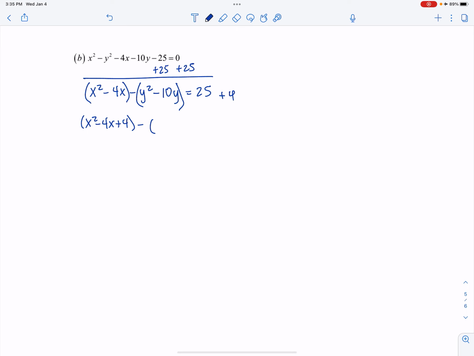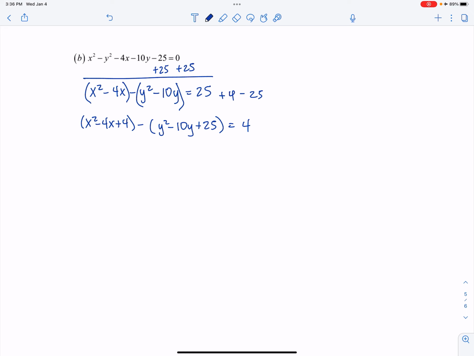So if I complete the square, x squared minus 4x, 4 divided by 2 is 2, and 2 squared is 4. So we have x squared minus 4x plus 4, and we have to add 4 over there. Then we have y squared minus 10y. 10 divided by 2 is 5, and 5 squared is 25. So we add that as well. Oh, and it's minus, we have this minus here, so this is minus 25. So we have 25 minus 25 plus 4. This gives us 4.